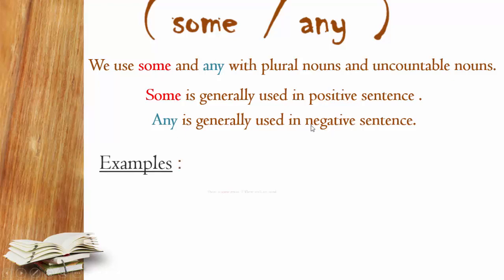Let's show the difference through examples. Number one, there is some grass. We used some here because it's a positive sentence. And the opposite of it, there isn't any sand. We used any here because there isn't is a negative sentence. So the first one we used some because it's a positive sentence, and the next example we used any because it's a negative sentence.